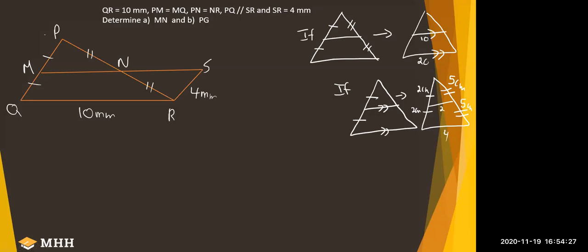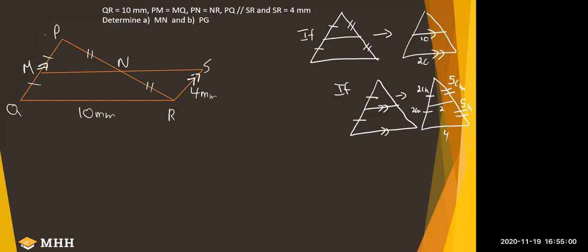Right, so let's see, what did they give us here? QR is 10, so let's fill it in. QR is 10, and PM is equal to MQ. PN is equal to NR, and PQ is parallel to SR, so let's fill it in.